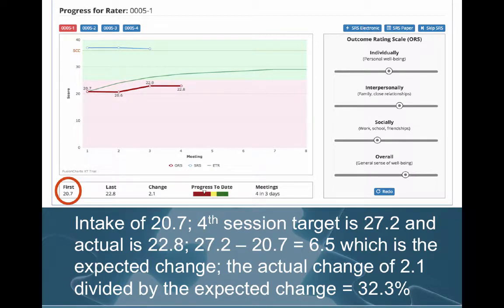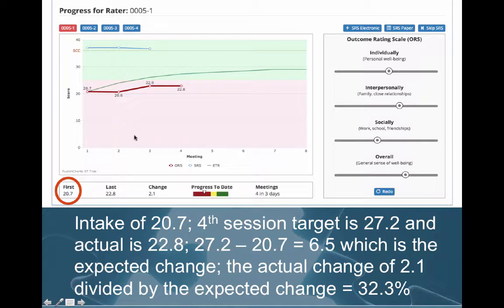So you have your intake score here. You have 20.7, and that plots the expected treatment response, or that green line. It's the average trajectory of change for clients who come in with this intake score. It's what we're hoping for the client. It's kind of our insurance to gauge how clients are doing, to let us know whether or not they're benefiting as we would hope that they would be.